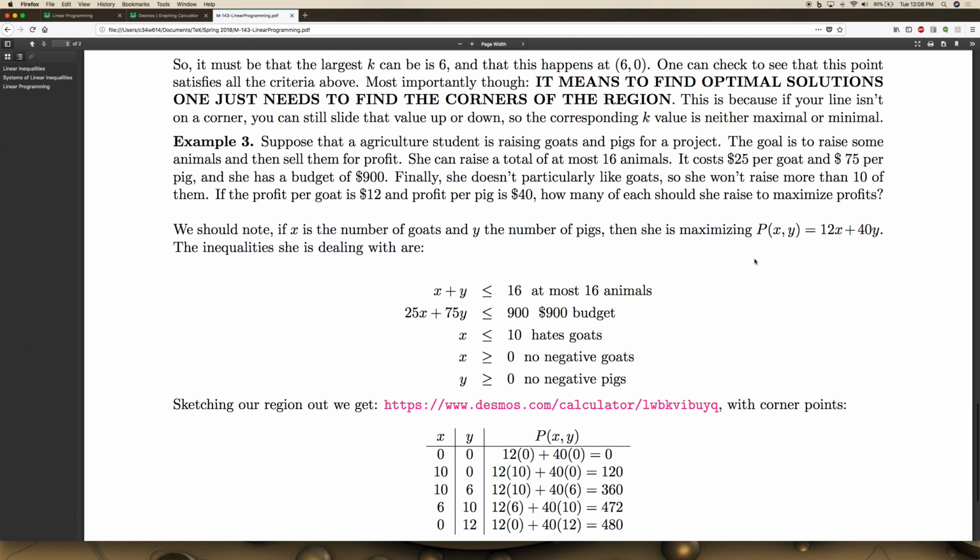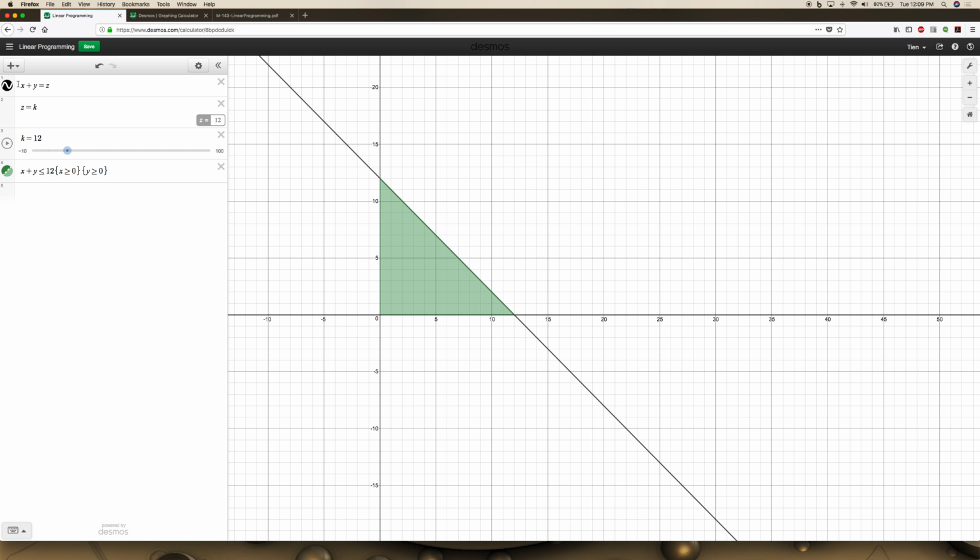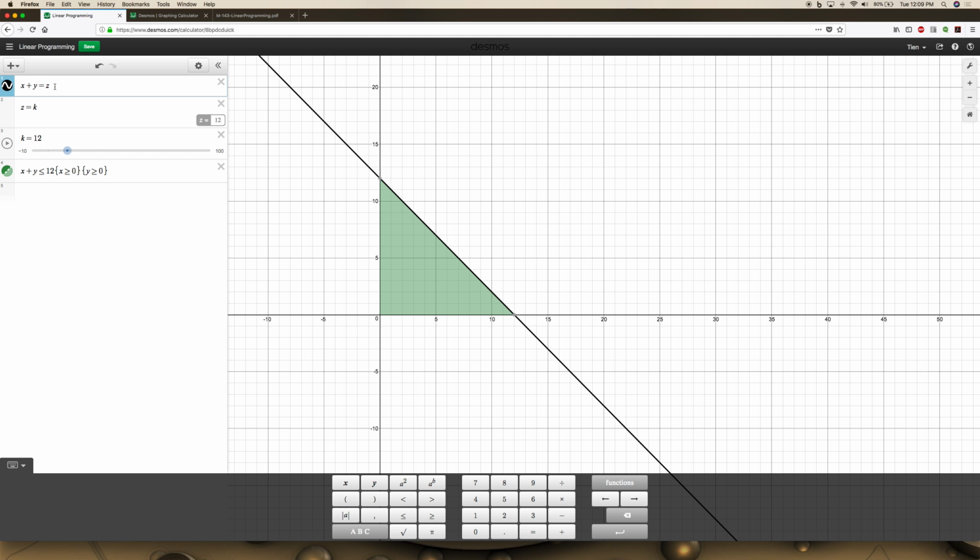Well, first thing we want to note is that P of xy here is 12x plus 40y. That's how much profit she'll get for raising x goats and y pigs. So why don't we go over here and put those values in? 12, 40.